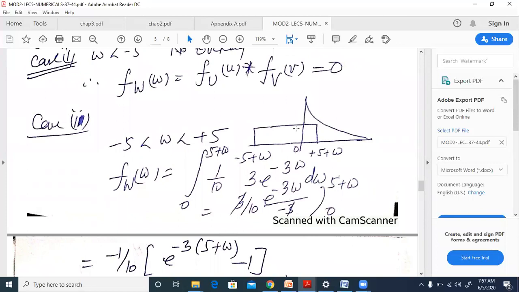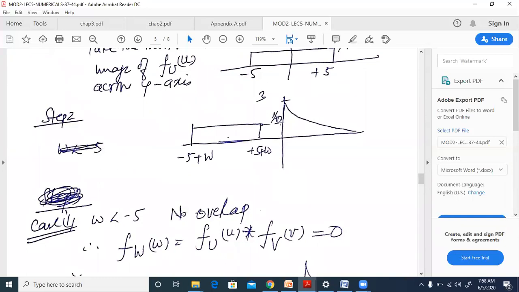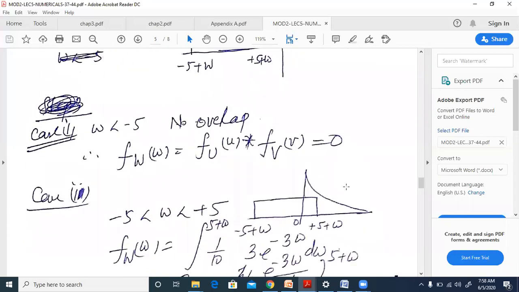Once this point crosses this, the next range is plus 5 and greater than plus 5. So here now it is minus 5 to plus 5. The next range is w greater than 5, and w greater than 5 will occur when this point crosses this. Then there might be full overlap, but that full overlap might not be the total case, depending upon the situation of the figure over here. So we'll see what it is.